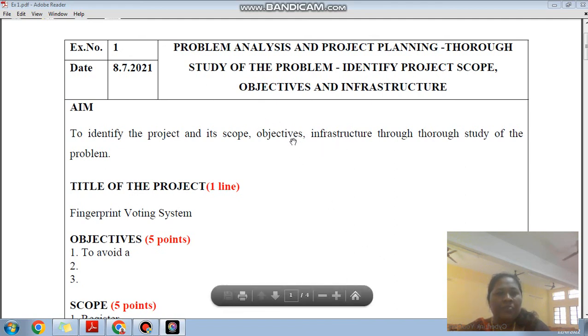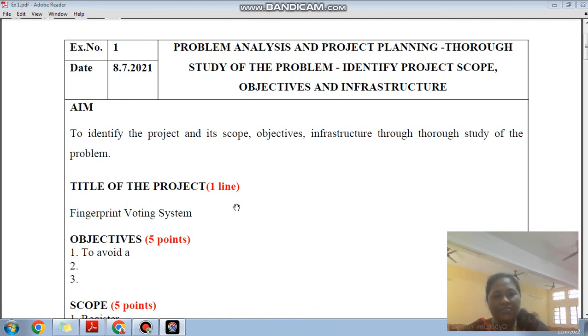So the report of the project is supposed to go like this as per the title, and we are just going to study an existing project, okay, and you're going to introduce some of the new things over there. So the title of the experiment is you have to do an analysis and prepare a planning through study of problem and scope, objectives and infrastructure.